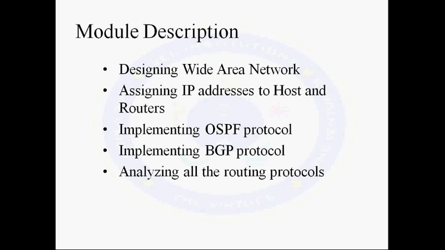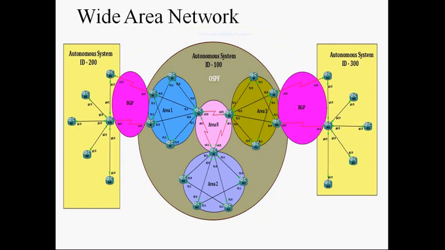This is my project topology. Here I used three autonomous systems: autonomous system 100, autonomous system 200, and autonomous system 300. In autonomous system 100, I implemented open shortest path first protocol, and in autonomous systems 200 and 300 I implemented both RIP and EIGRP.